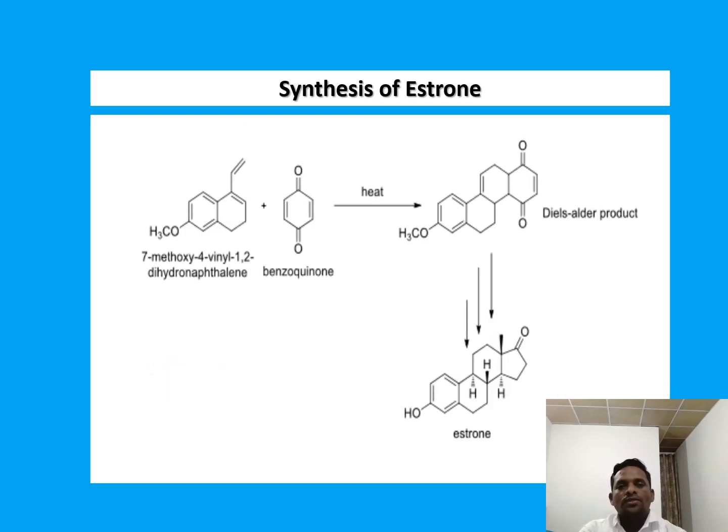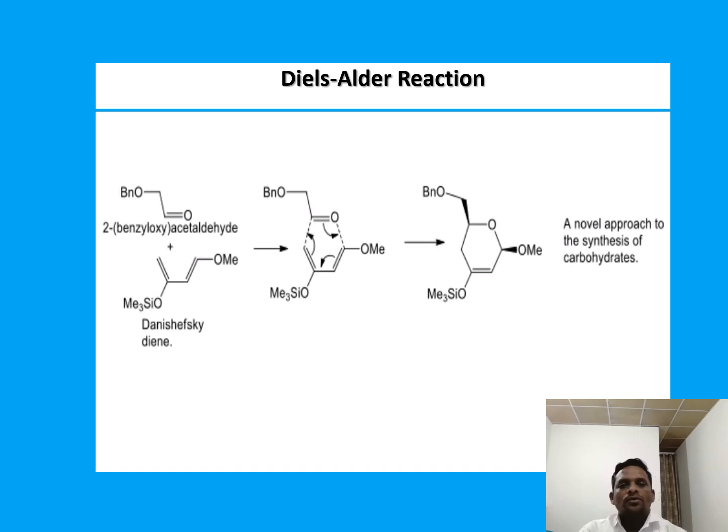In this synthesis, there is a one-step 4+2 reaction, another type of reaction. Here it is a Diels-Alder reaction. There is a 4+2. This is a diene and this is a dienophile, which combine together. It gives the cyclic ether.